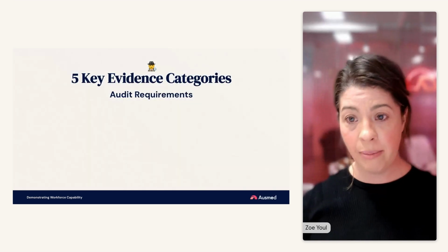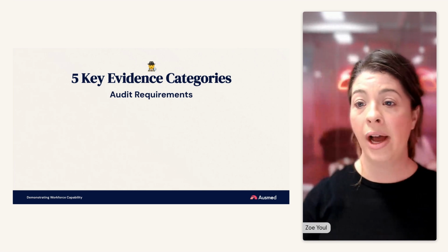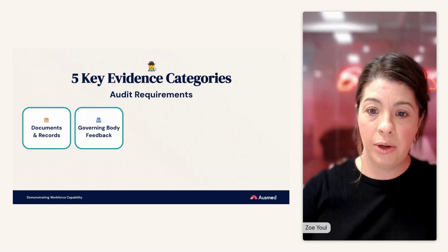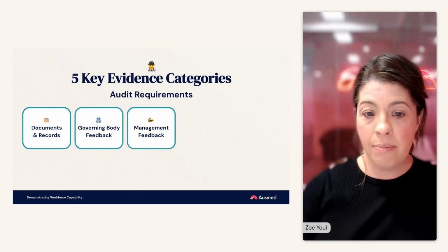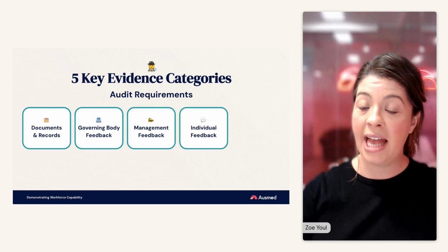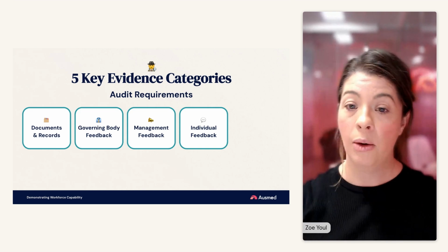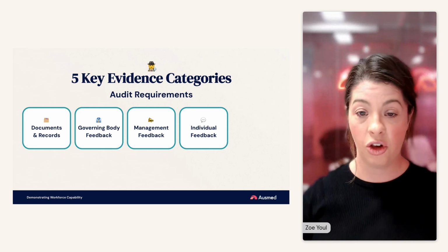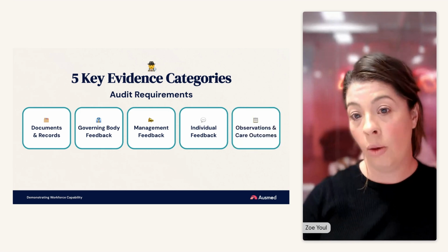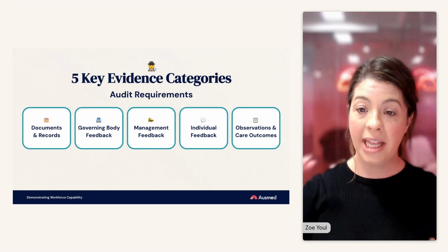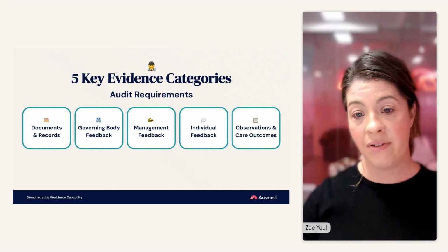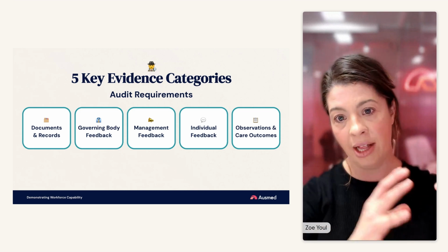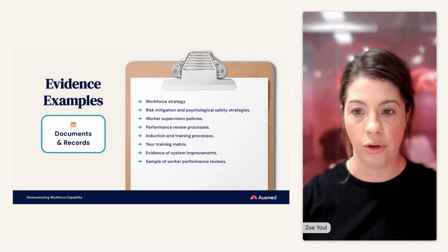For those of you that are familiar with it though, you'll know that audit items can sit across 5 categories. So we have documents and records, governing body feedback, management feedback, individual feedback, and by individual I mean what was previously known as the resident, your client or consumer. In the new standards, that term is an individual now, and observation and care outcomes. So we're now just going to go through each of these 5 evidence categories and pick out some of these key evidence items that relate to workforce capability and standard 2.